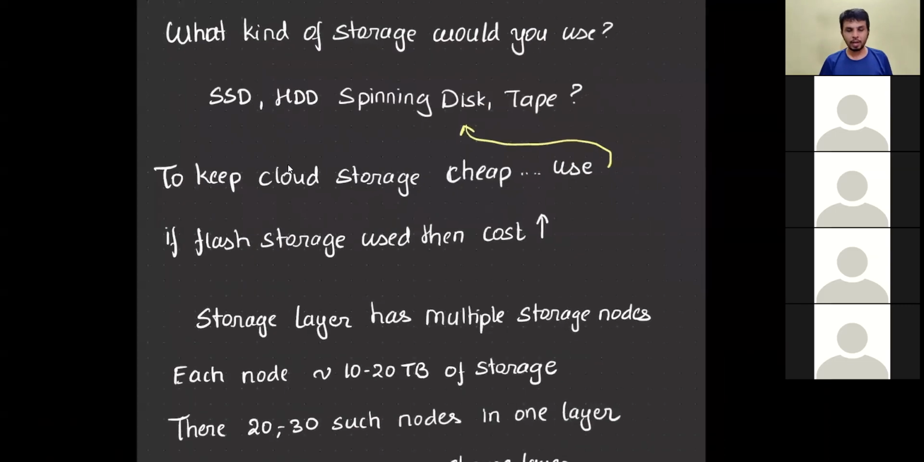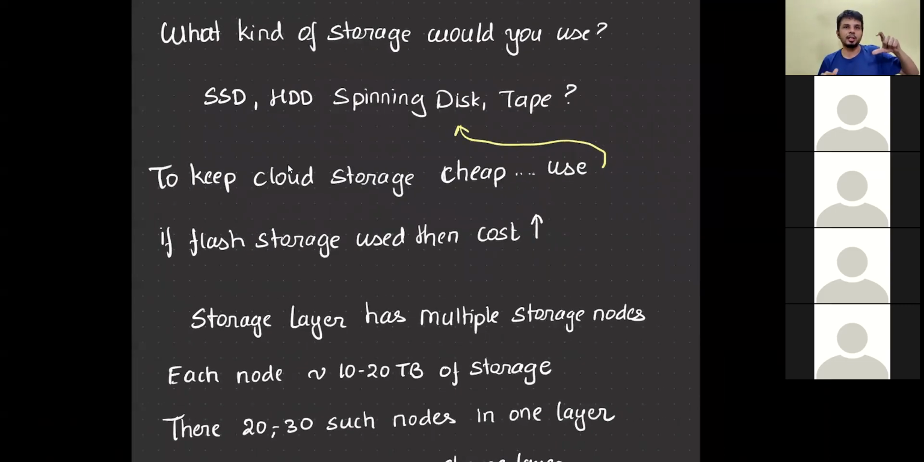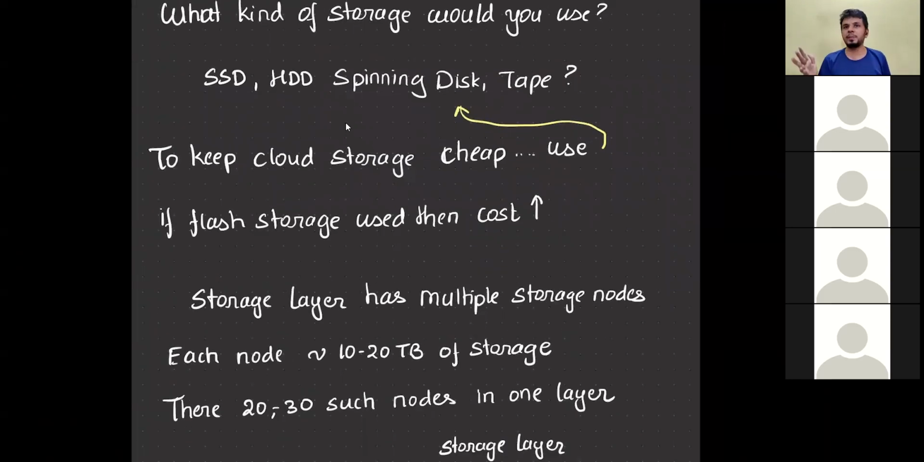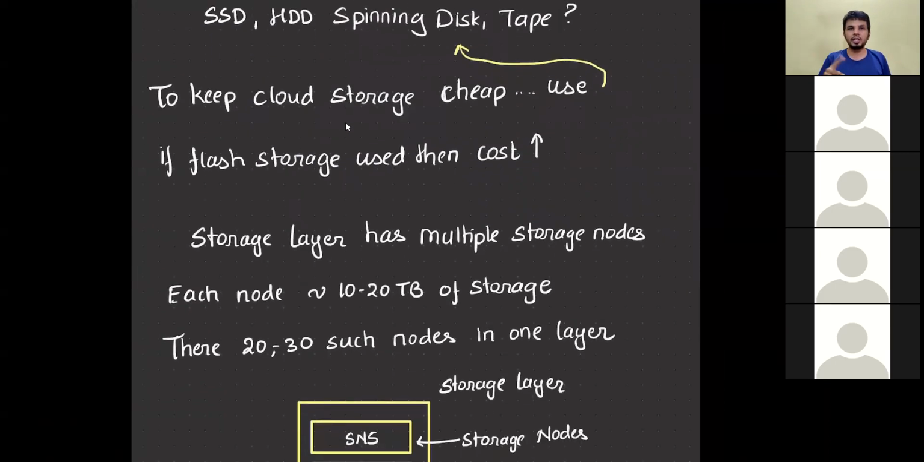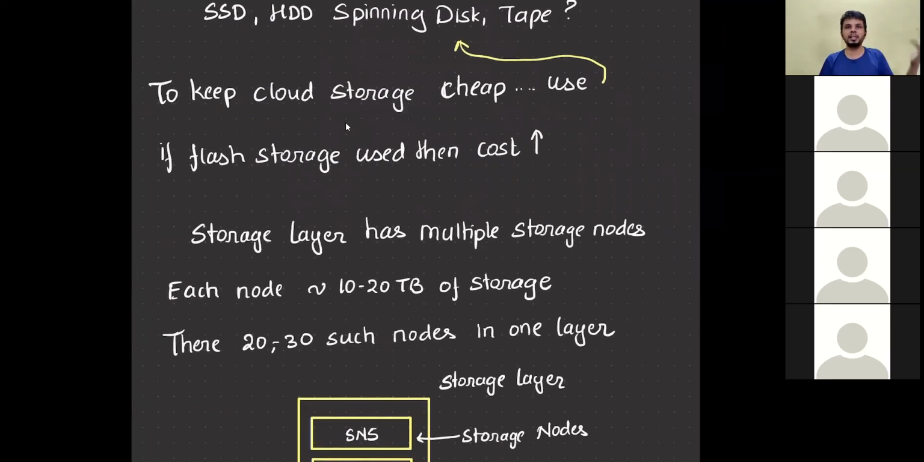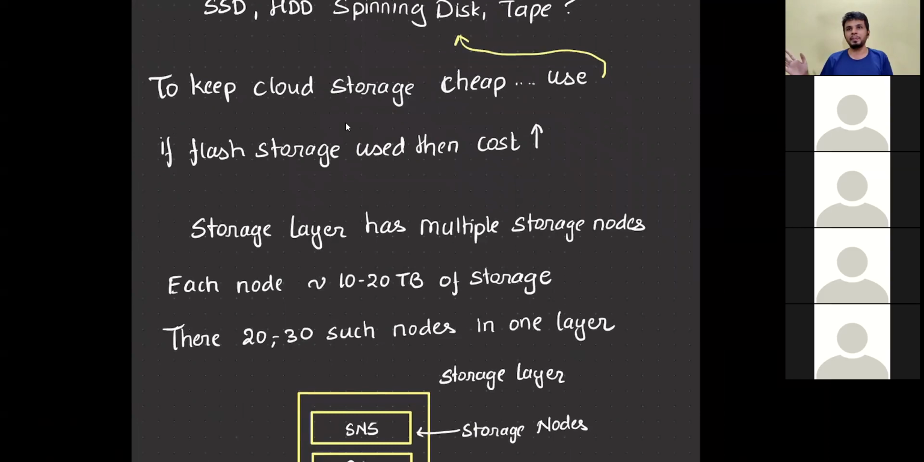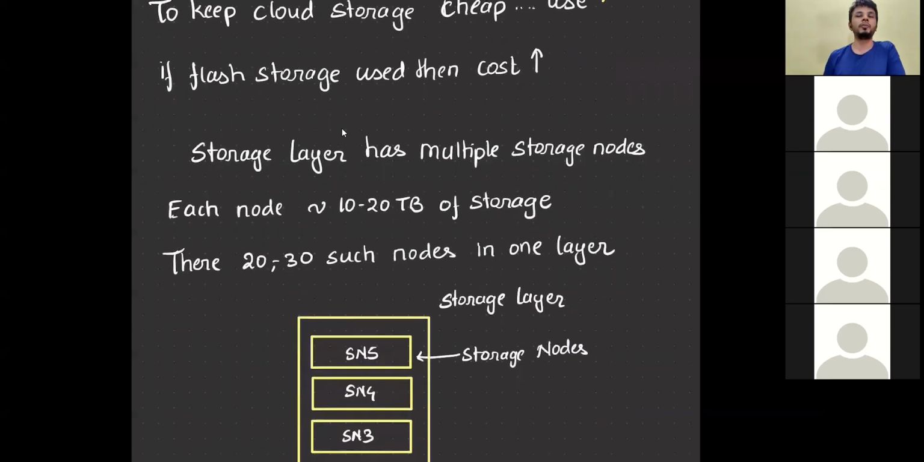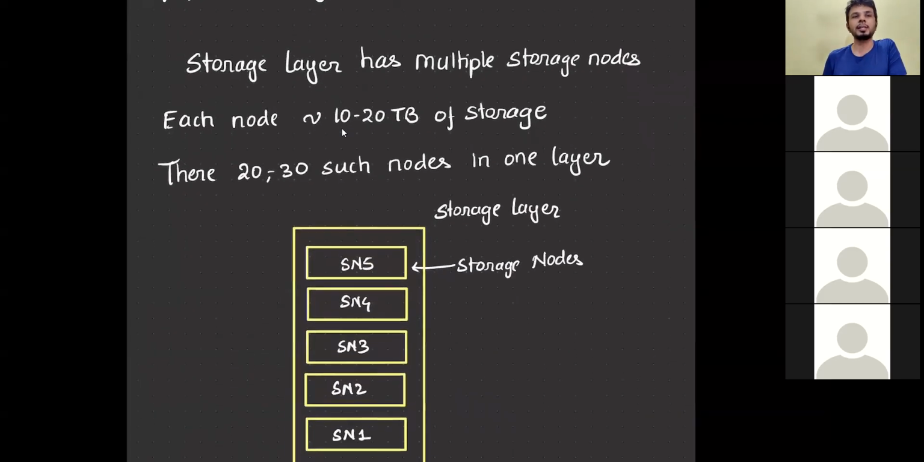Now that we're talking about this storage, what kind of storage would we use? As we discussed during the brainstorming, we would use the cheapest one possible. To keep cloud storage cheap, we'll use spinning disk, magnetic disk. Tape is something that we can do. That's what S3 uses to store Glacier-like data, older data that they want to store. Tapes are still used. Magnetic spinning disks are very heavily used. Flash storage is costly, so that's what we use.